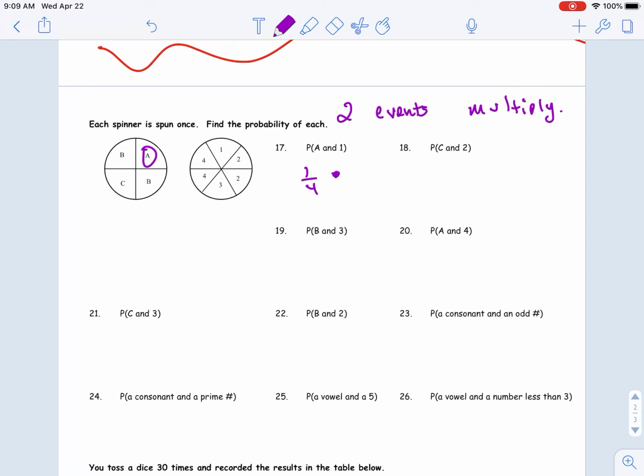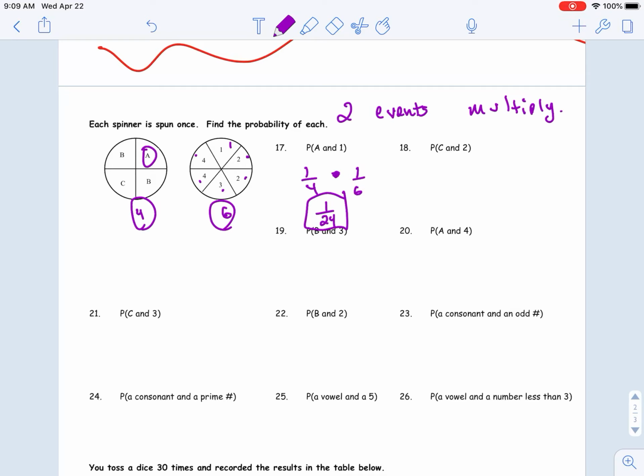The spinner, 1, 2, 3, 4, 5, 6. There's 6 of these and there's 4 of these. So 1 out of 6. So that's 1 out of 24. Think about it. There's only one way to get an A and a 1, because there's only one A and there's only one 1.